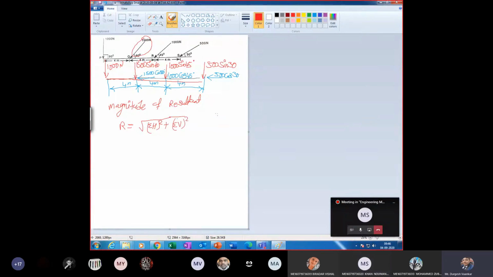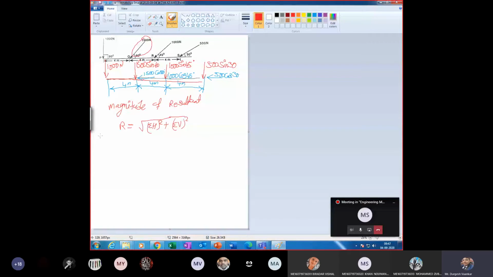See, in the previous case, we didn't have inclined forces. We only had vertical forces. Directly we calculated that resultant by using only sigma V, because we don't have any horizontal forces in the previous problem. That is the reason why we have not used this equation. Now it is clear.